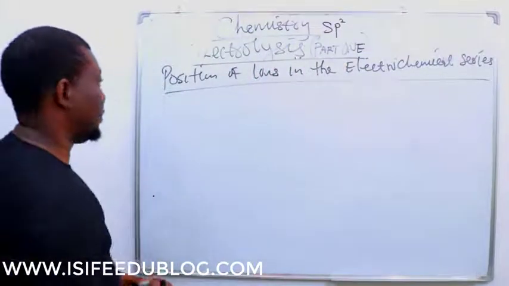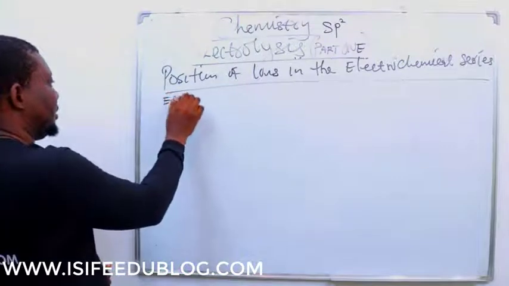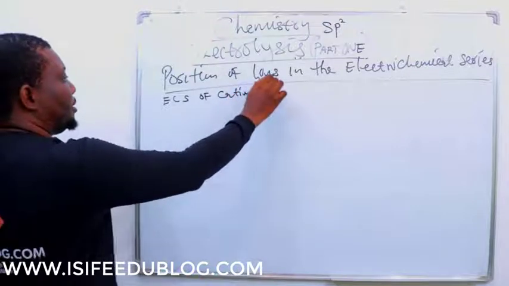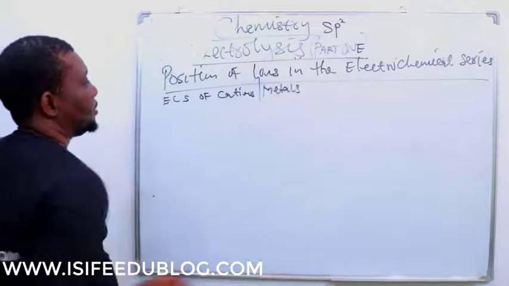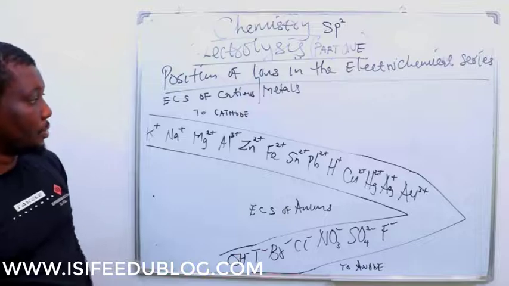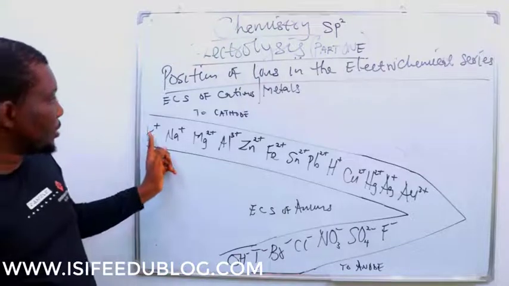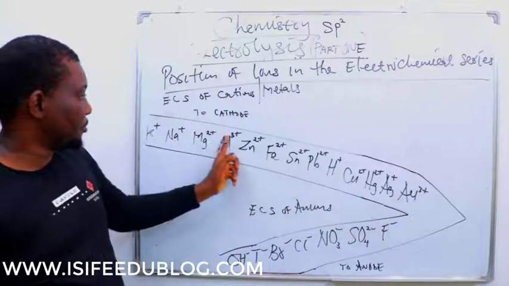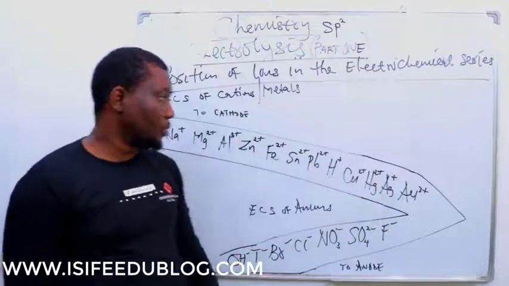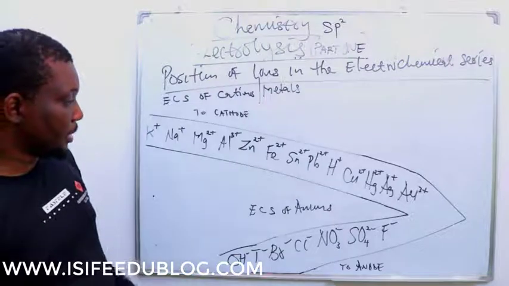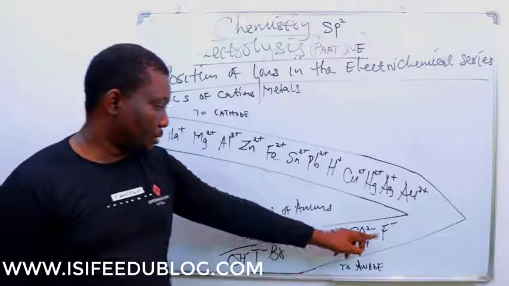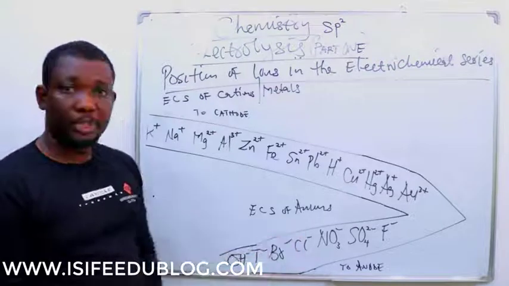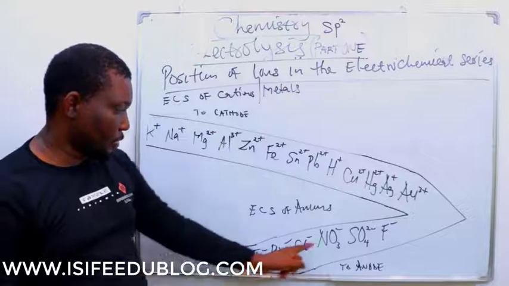I'm going to give you the ECS of cations or metals. This is the electrochemical series for the cations. You can see them all positively charged with their different charge values, and then you have these ones as the ECS of the anions, and they are all negative.